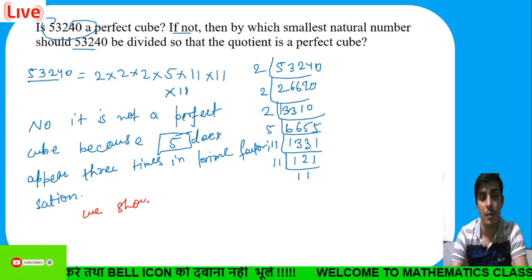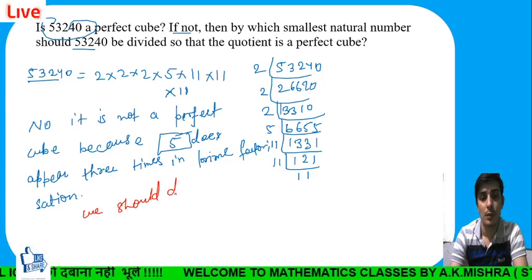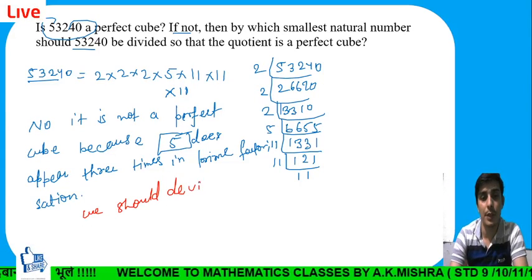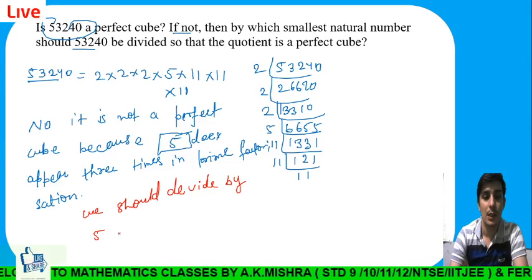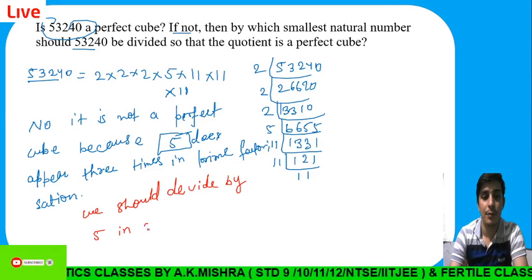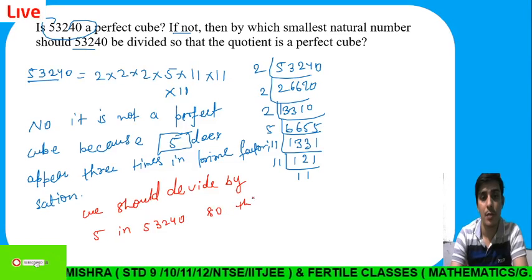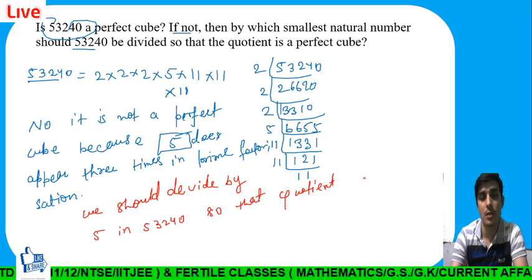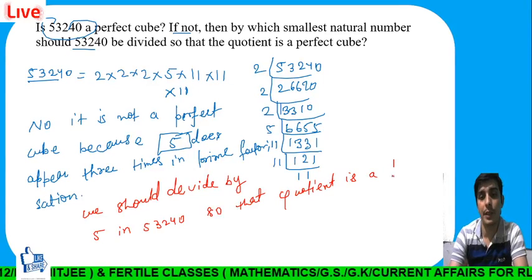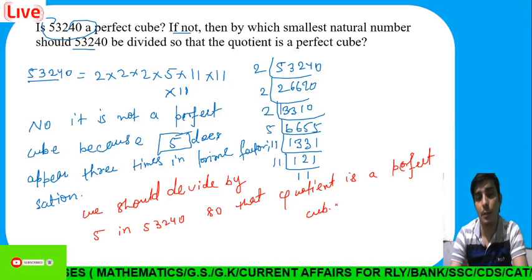We should divide 53,240 by 5 so that the quotient is a perfect cube. Okay, right guys, everything clear? So it will be the perfect cube. I hope everything is clear, guys.